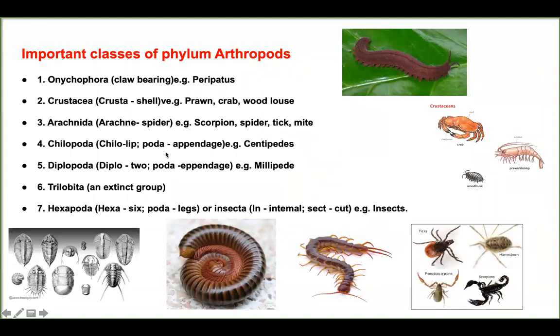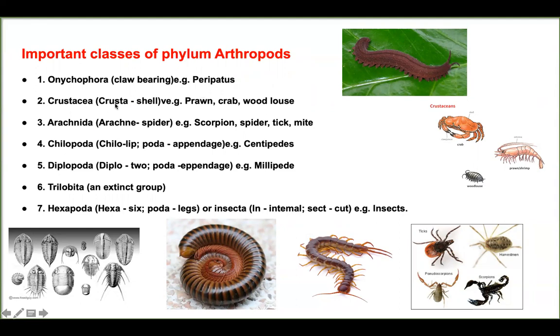Coming to the other important groups of Arthropoda we need to study, that is Onychophora. Why do we call it Onychophora? Here is a picture. It has claw-bearing appendages. The example is Peripatus. Sometimes it is asked in exams.